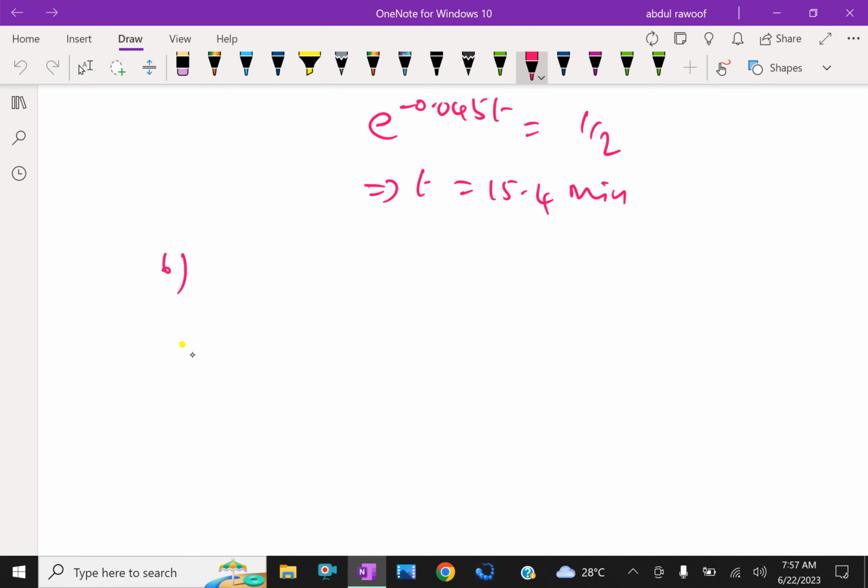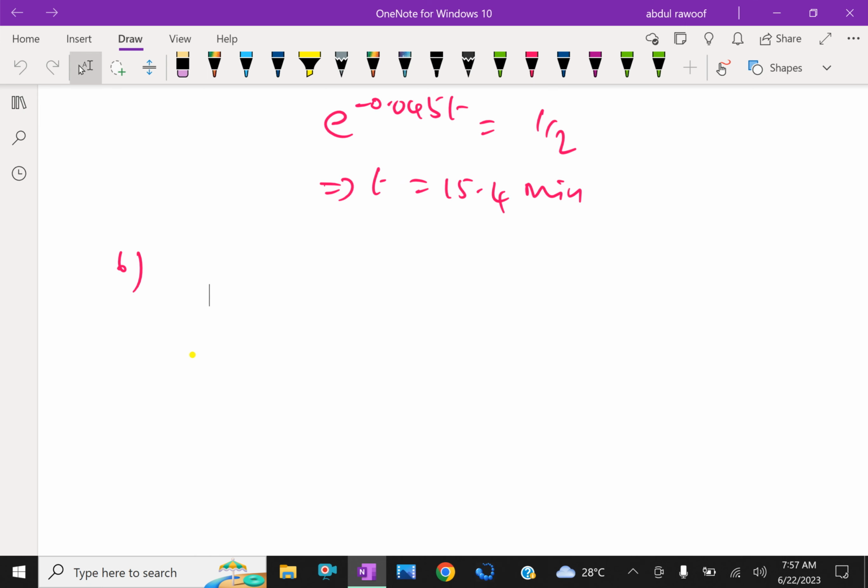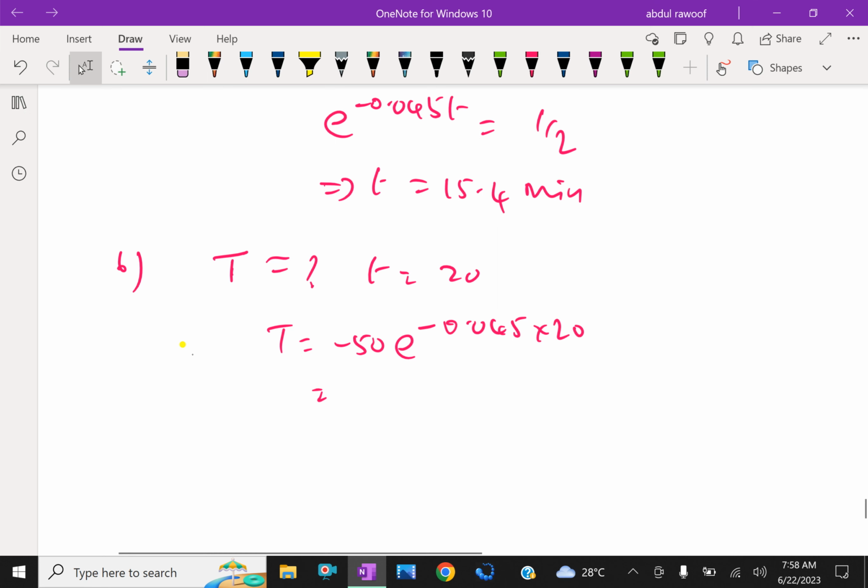Question number B, here we require T when t equal to 20, therefore, which gives T equal to minus 50 e power, before we have the equation, minus 0.045 into 20 minutes. We have this plus 100, we have this calculation is 79.5 degree Fahrenheit. After 20 minutes, the material becomes 79.5 degree Fahrenheit.